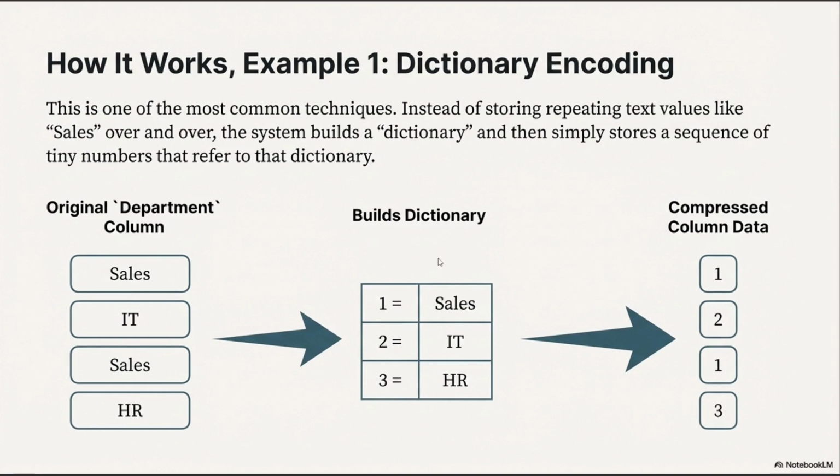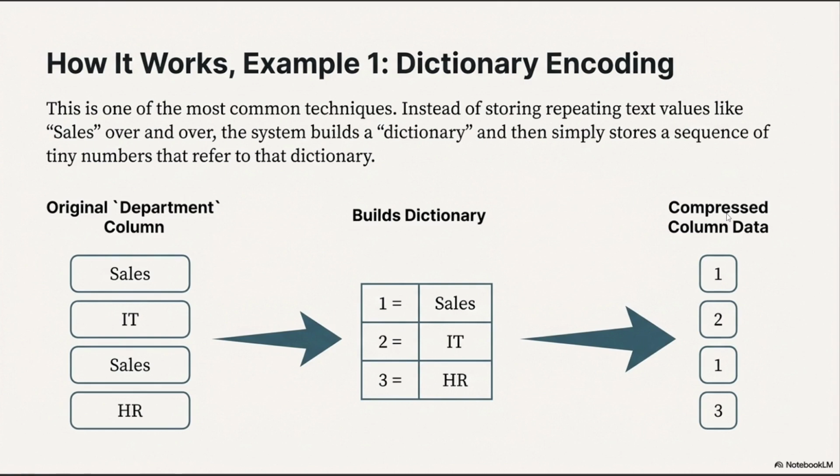We will build a dictionary out of it. That is why it is called dictionary encoding. Instead of storing sales, IT, sales, HR, we will be storing it as 1 2 1 3. So how is it compressed? How is compression accomplished? Now this will become our compressed column.